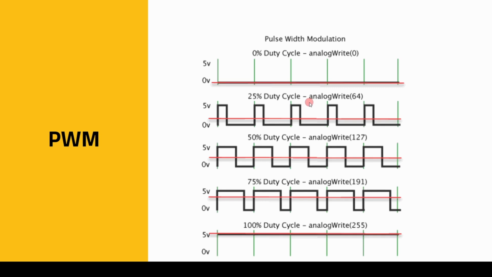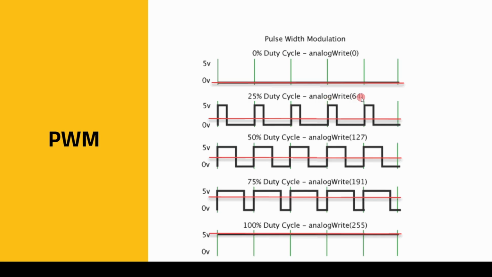But let's say you now write analog write a value of 64. That corresponds to 25% duty cycle because analog write can have values from 0 to 255 that you see here. So we are at 64, which is 25% duty cycle. And now you'll see that the output is turning on and off, but the on time is much shorter than the off time. So the average value of this, which is the red line that you see here, is lower, and that is 25% of 5 volts, which means it will be roughly 1.25 volts.